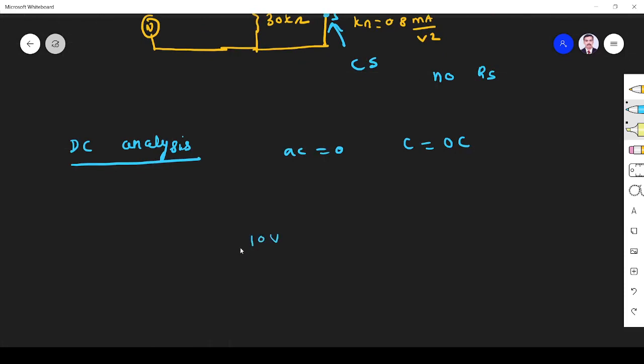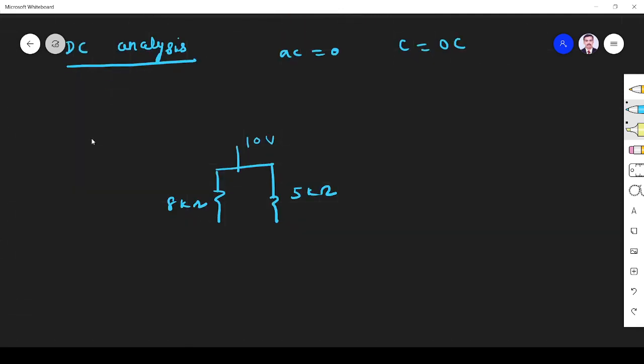So 10 volt, this one and this one, 5K, 8K, and the circuit will go like this. Then this one, and finally this. This is 30K. This is 82K.